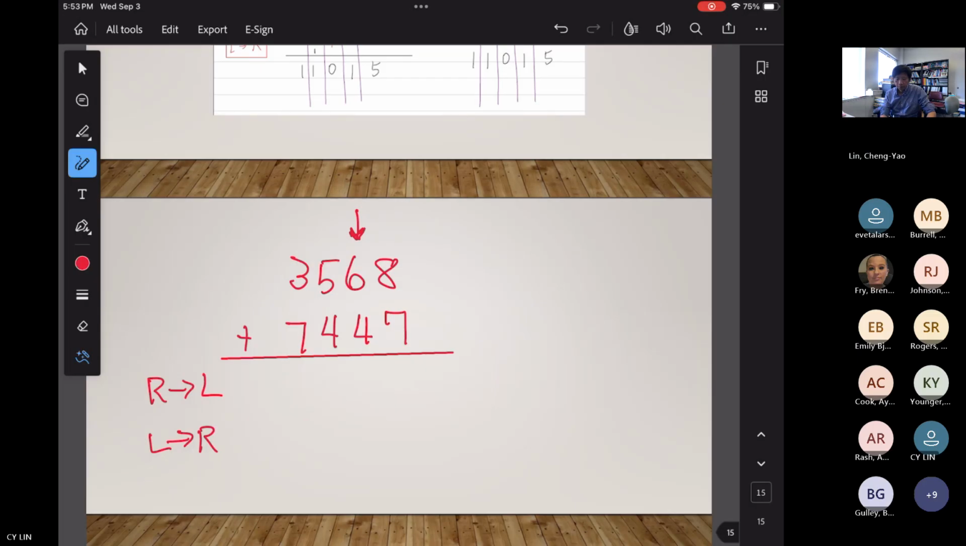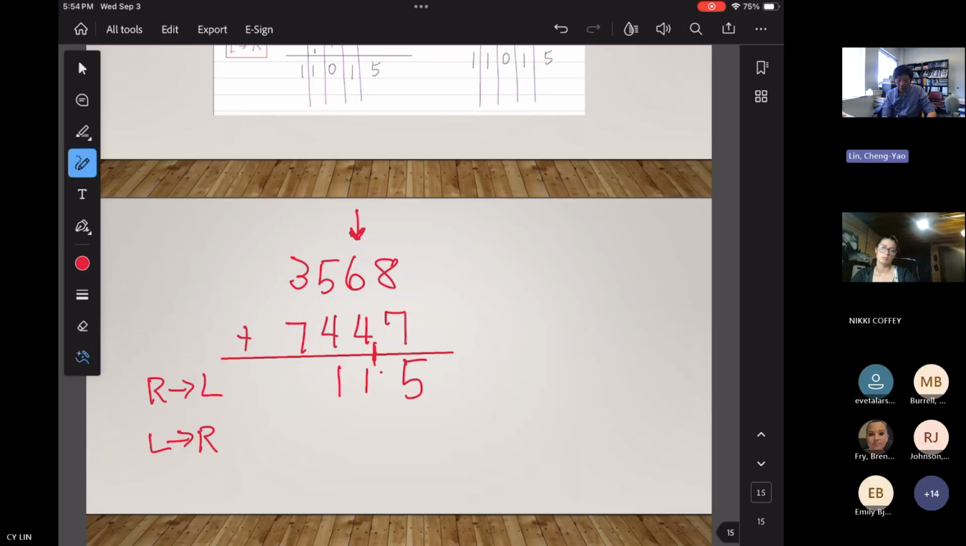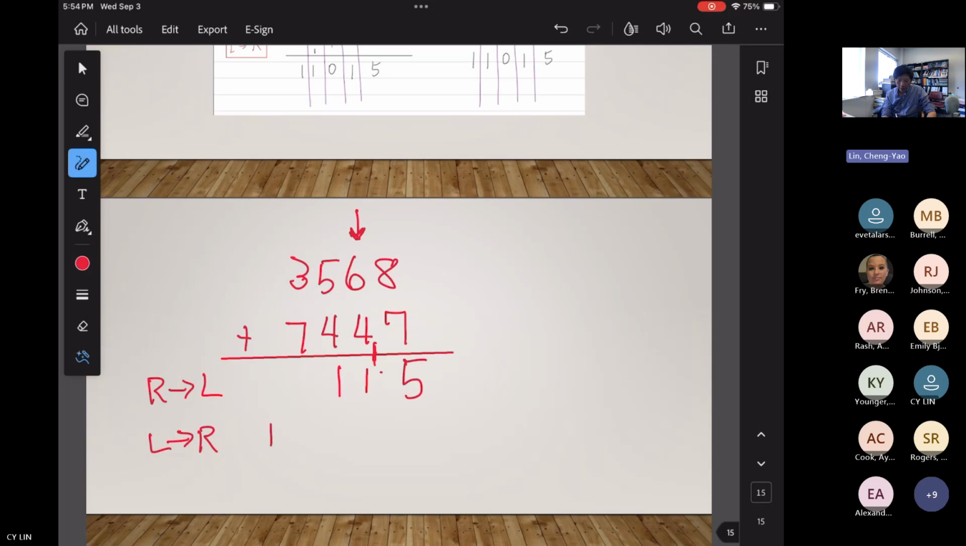All right. Right to left, which is 7 plus 8, which is 15. And then carry 1 there. So 6 plus 4 plus 1, 11. So 115. So that's right to left. Okay. Now next, we want to do this way. Left to right. So we have 3 plus 7 is a 10. 4 plus 5 is a 9. So add together, that's a 5, that's a 1. Carry 1 more there, so 1, 11. So 11015.